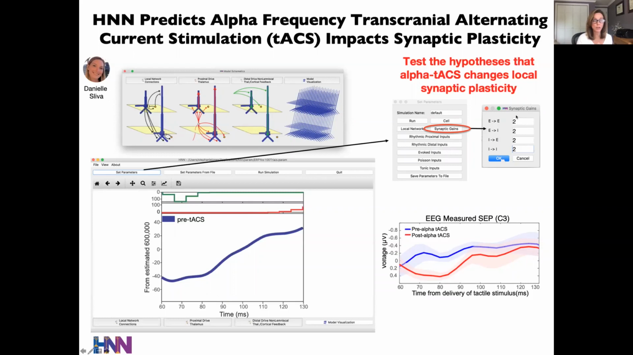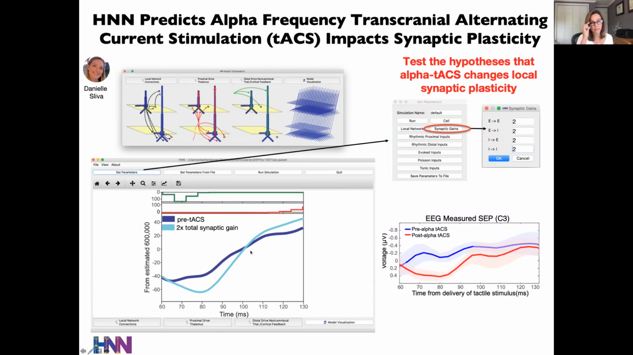And so you can go in and multiply all the connection strengths by a factor of 2. This is for the excitatory to excitatory, excitatory to inhibitory, or the inhibitory connections. When we do that, hit run simulation and look at the output, we see that an increase in the synaptic efficacy of all of the connections is able to reproduce this difference that we observed in our data. However, it also creates this later difference that we don't observe in our recorded data. And so we have hints that yes, maybe indeed the alpha stimulation is changing the synaptic plasticity.